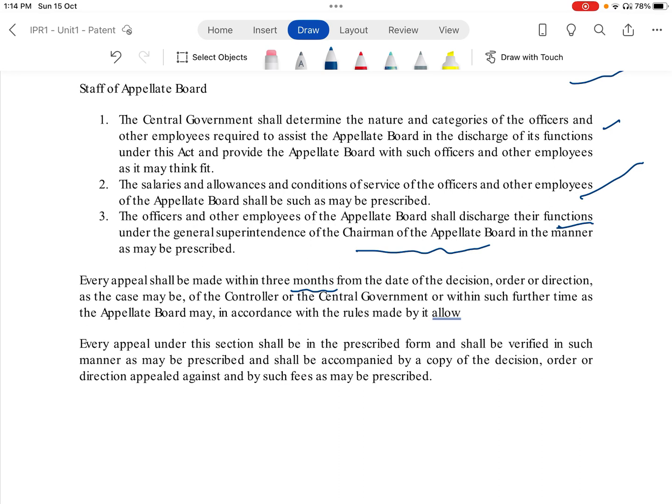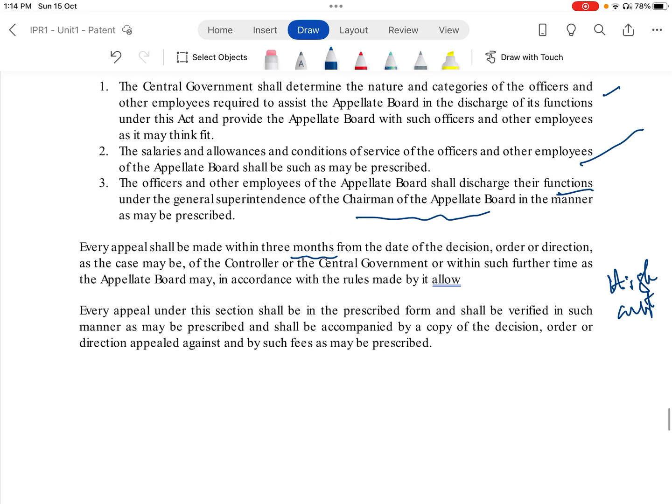Any appeals against the appellate board should go to the High Court, which we already discussed in one of the cases earlier, the revocation cases. Clear? The revocation process we discussed, where I explained that the appeal on the appellate board should go to a High Court.